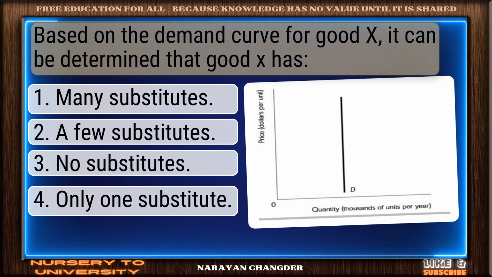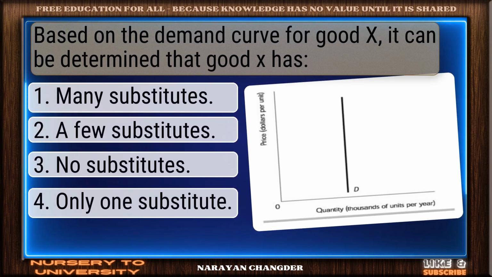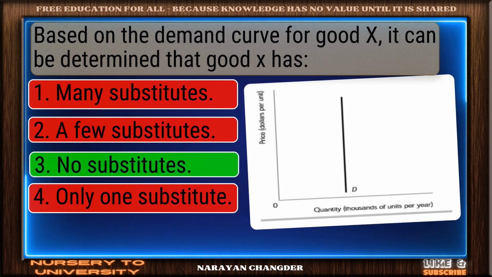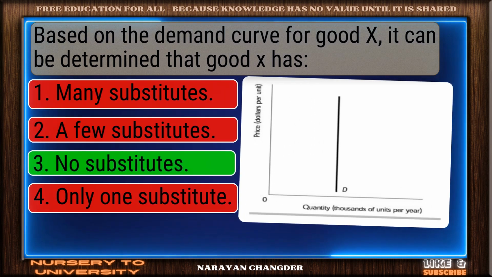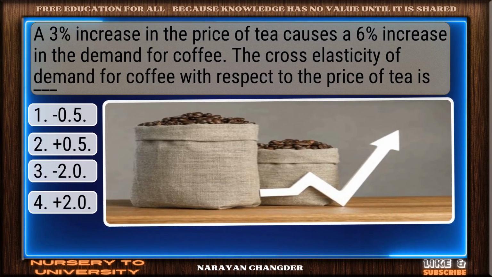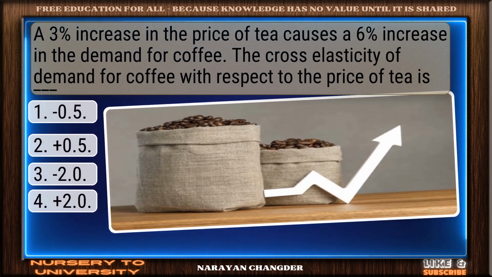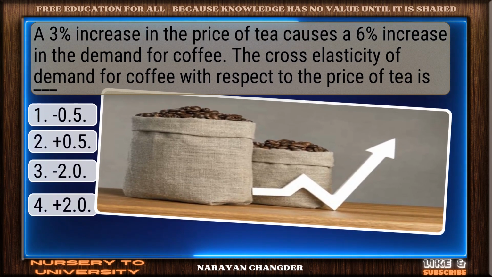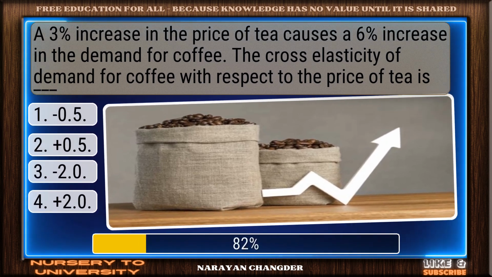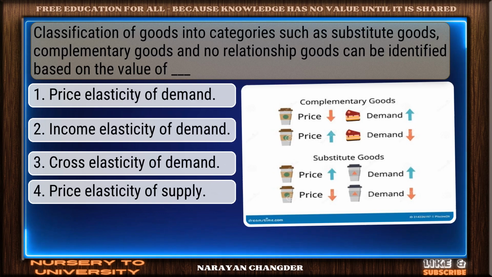Based on the demand curve for good X, it can be determined that good X has. Good thinking. No substitutes is the right answer. A 3% increase in the price of tea causes a 6% increase in the demand for coffee. The cross-elasticity of demand for coffee with respect to the price of tea is dash. Good job. Your answer plus 2.0 works well here.